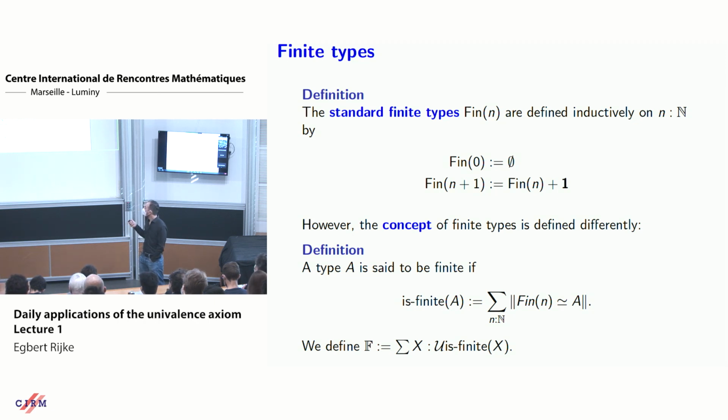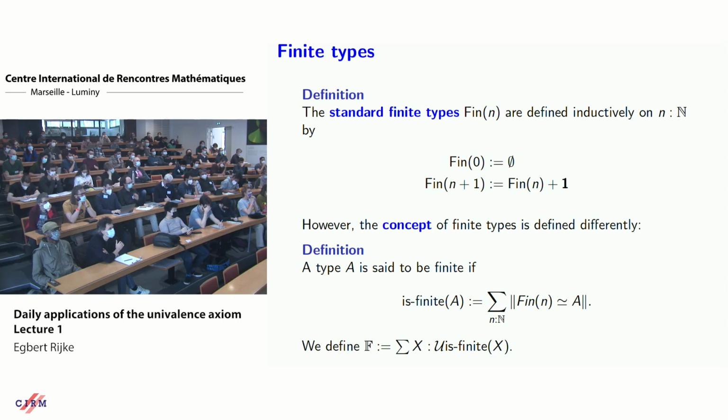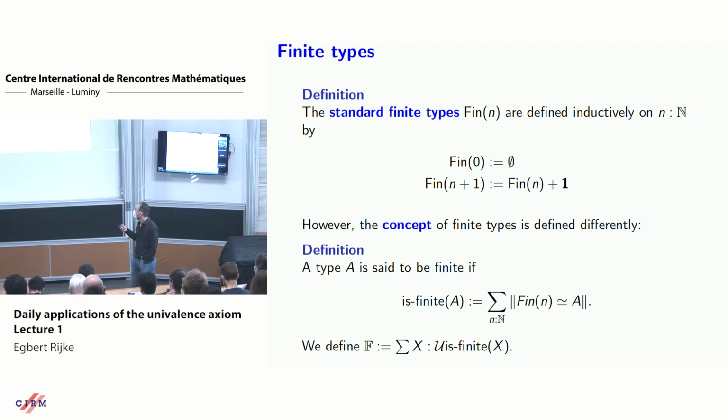Okay, we introduce the standard finite type. Sorry, I went a little bit ahead of myself. The standard finite types are defined inductively. Fin 0 is empty, and Fin (n+1) is Fin n plus 1. And a type is said to be finite if we can construct a natural number n and we can find an equivalence from Fin n to A, but we truncate this because we don't want this equivalence to be part of the data.